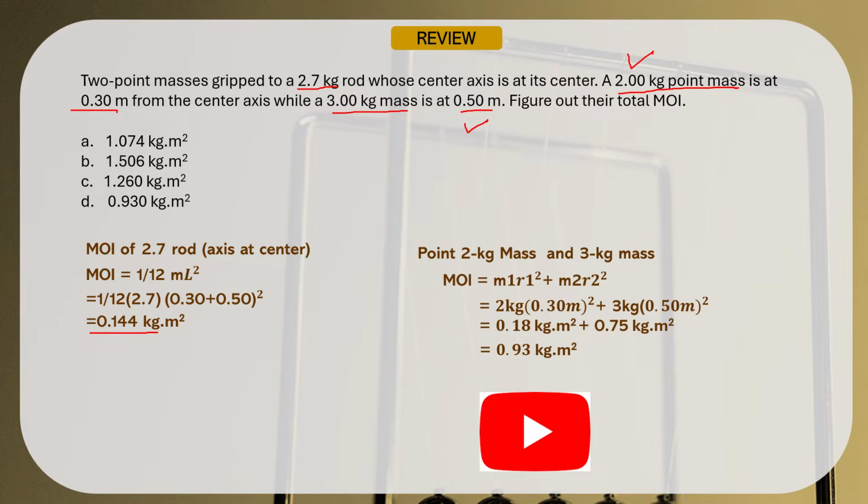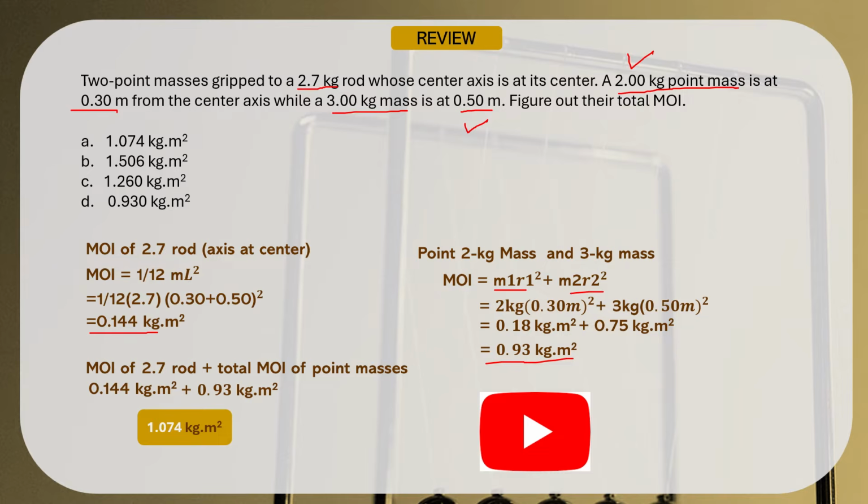And we still have two point masses to calculate, the 2 kilogram mass and the 3 kilogram mass. All you have to do is add them. Since they are point masses, we will be using the formula mr squared. Just input all the given variables into this equation and you will have a sum of 0.93. The next thing you will do is add the MOI of the rod and the total MOI of the point masses, and it will give you a sum of 1.074 kilogram meter squared, and that's option A.